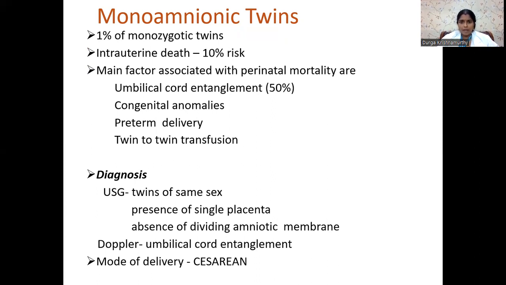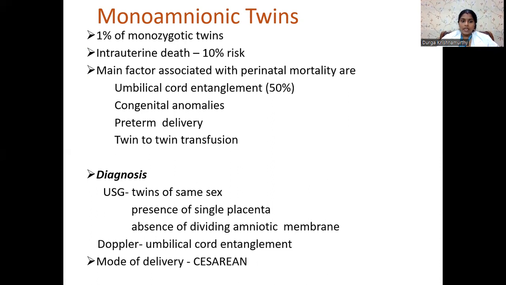What is called monoamniotic twins? 1% of monozygotic twins can go in for monoamniosity. There is risk of intrauterine death. Main factors associated with perinatal mortality are cord entanglement, 50%, congenital anomalies, preterm delivery, and twin-to-twin transfusion.